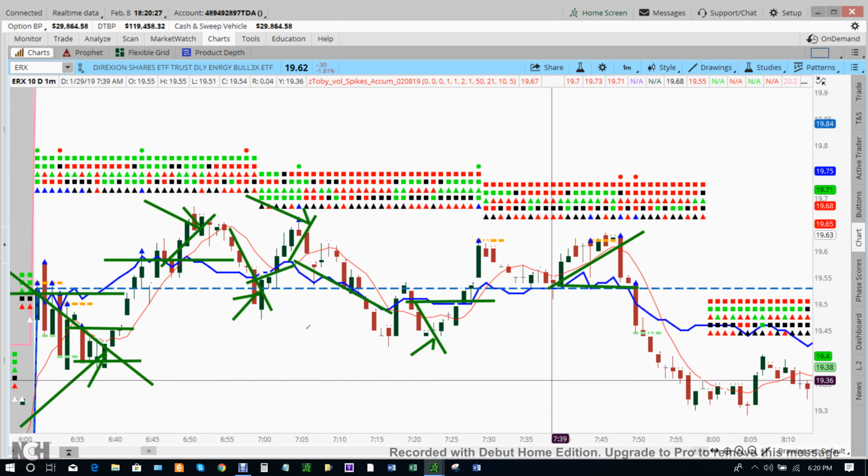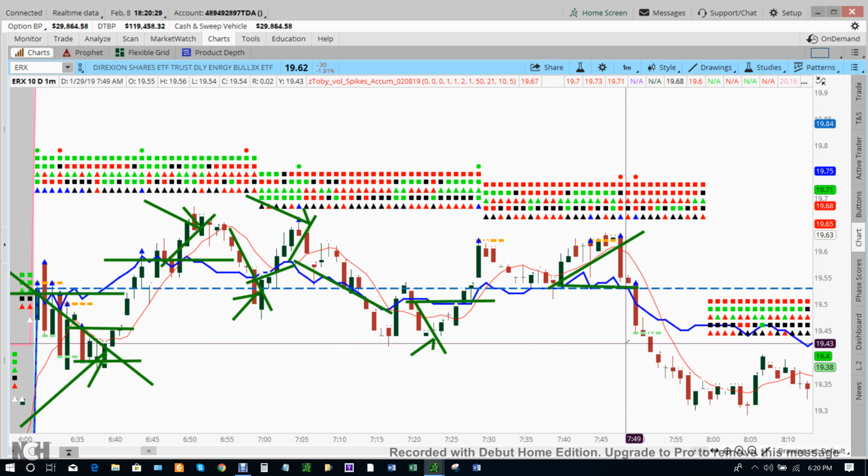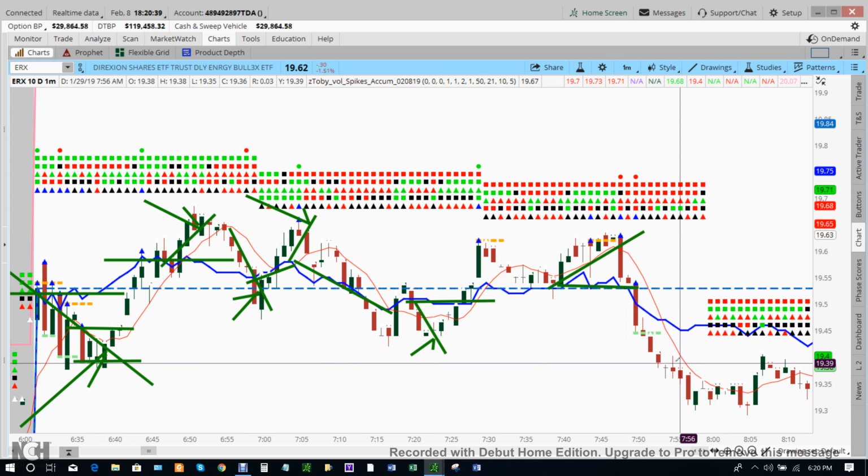So it's 8 o'clock and we just made like 3 trades. One of them for 2 cents. Two of them were for like over a percent. So we made our 2% in an hour and a half.